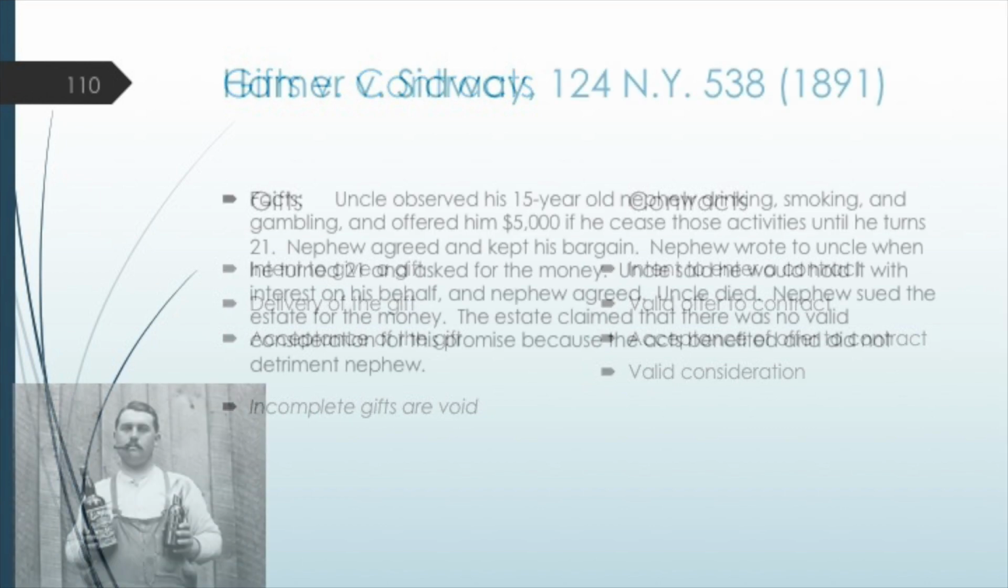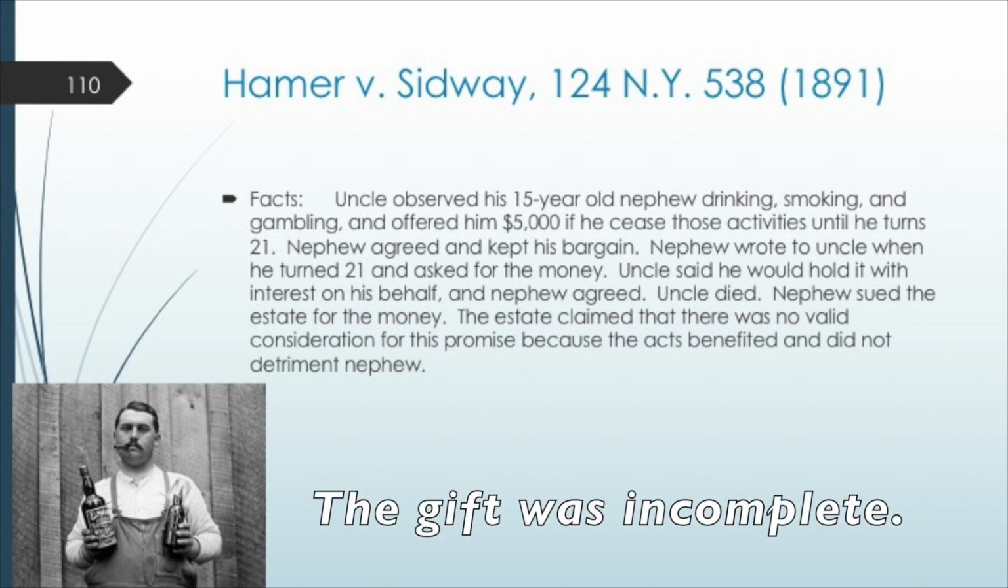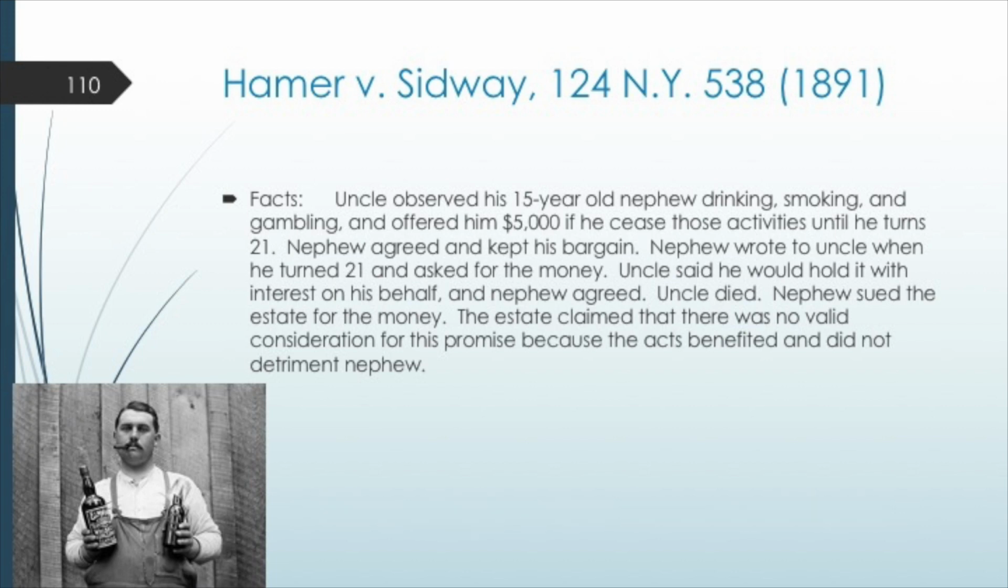This creates the problem that we have in Hamer v. Sidway. If Uncle died having intended to give a gift to his nephew of $5,000, then that gift dies with the uncle and nephew doesn't get a penny. However, if we can say that what the uncle did was enter a valid contract with the nephew, then the executor, Mr. Sidway, has to comply with the terms of the contract and give the $5,000 to nephew.